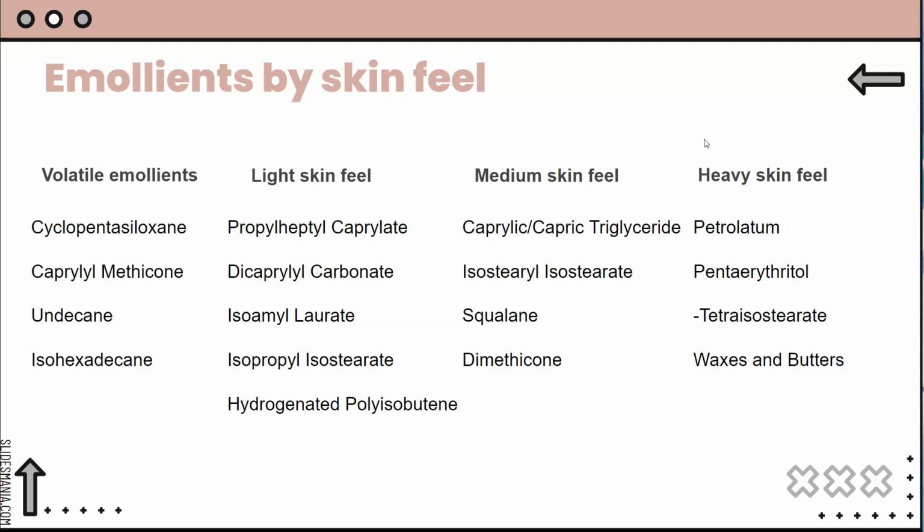If you have really, really dry skin, or if you want your skin to be more elastic, then you'd settle for heavy skin feel emollients that give your skin a lot of residual emolliency after applying your product. Examples of these are petrolatum, pentaerythritol tetraisostearate, waxes, and butters.